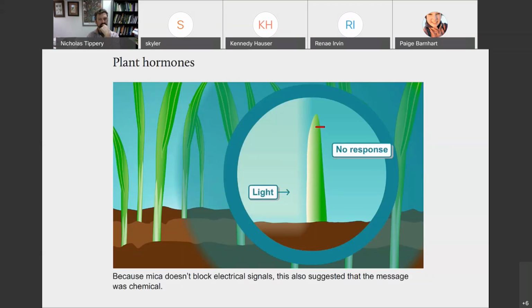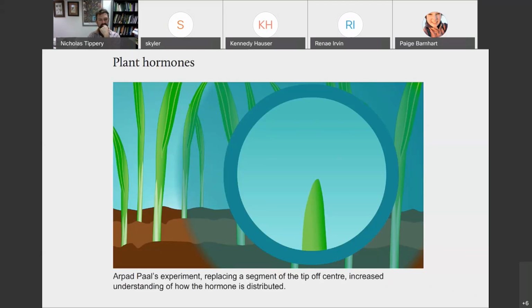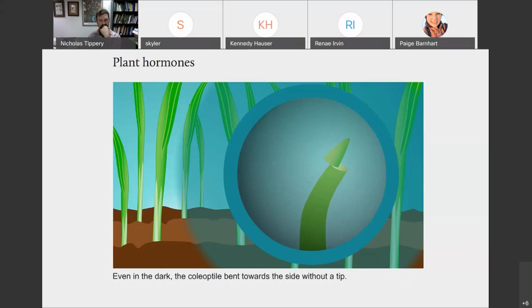Arpad Pal's experiment, replacing a segment of the tip off-center, increased understanding of how the hormone is distributed. Even in the dark, the coleoptile bent towards the side without the tip.